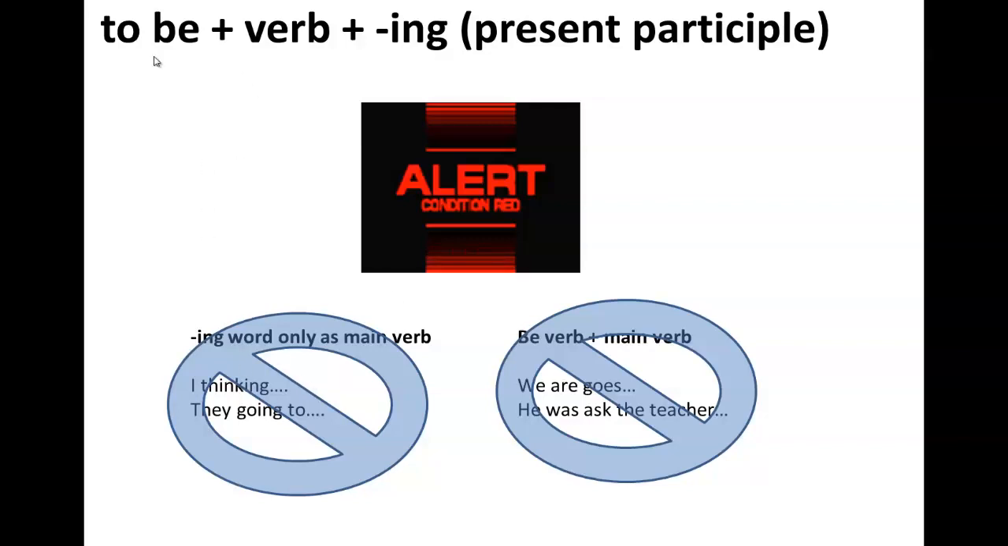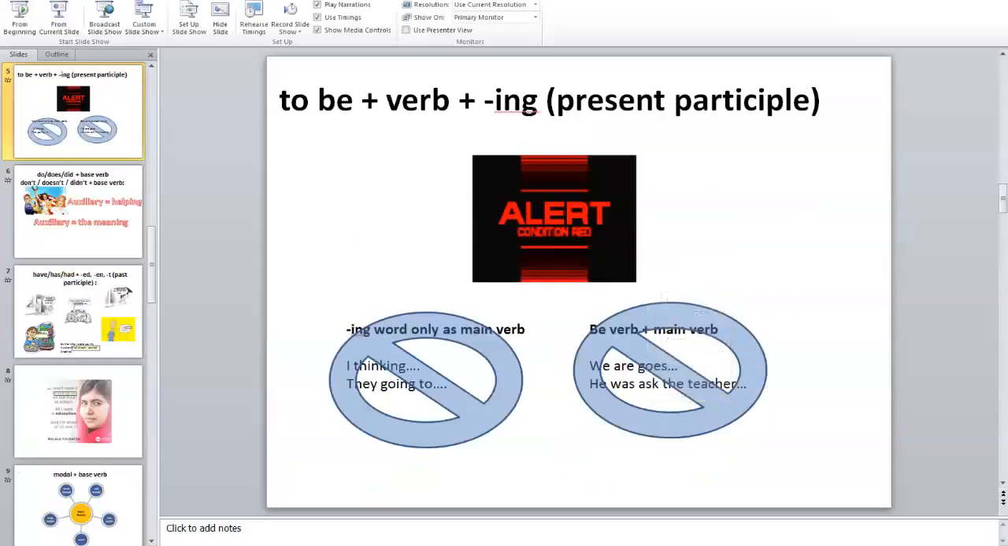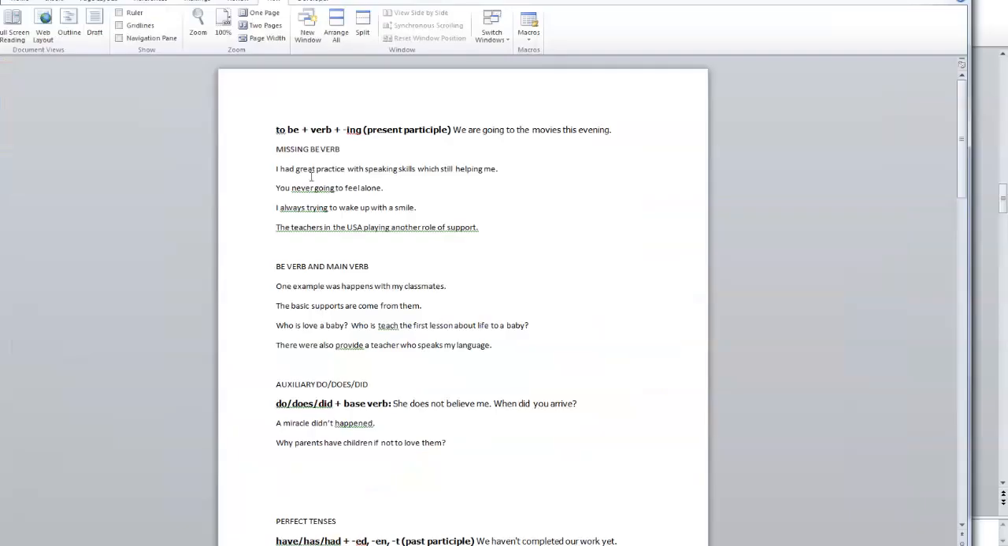Okay? We want to change the first kind to have a be verb in there, like I am thinking, or they are going. In the second kind, we probably want to remove those be verbs and just use a main verb to describe the situation. Okay? So let's now look at some examples that we have of this from our worksheet.